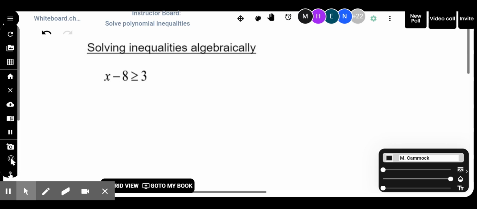So that's the big difference between an inequality and an equation. Equations tend to come down to a particular value. Inequalities tend to be answered with another inequality. That is to say, it's somewhere greater than this or less than that, or somewhere up to infinity. We'll see in a minute what I mean by all of that. So we're solving inequalities algebraically. And the first inequality that we're solving is that x minus 8 is greater than or equal to 3.